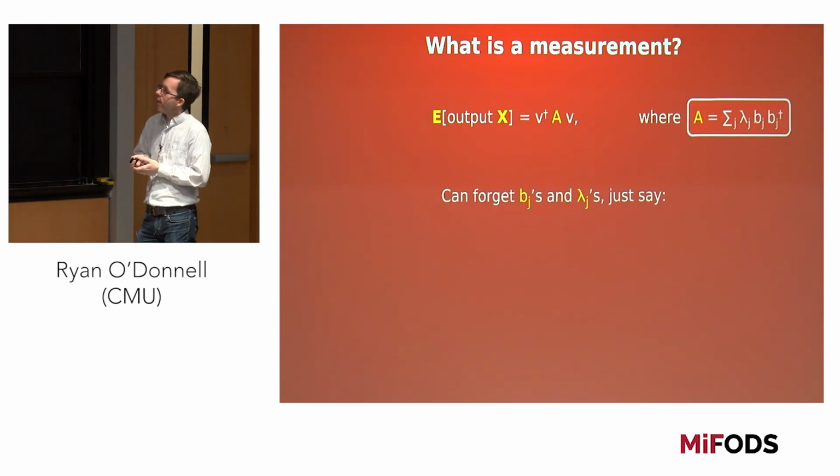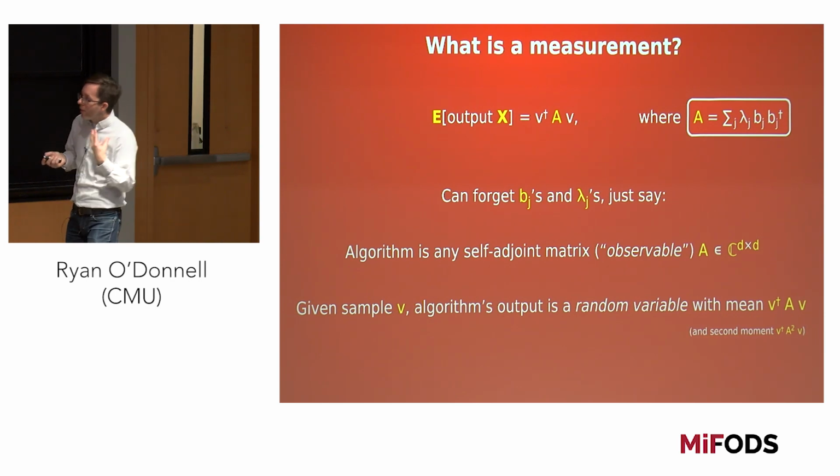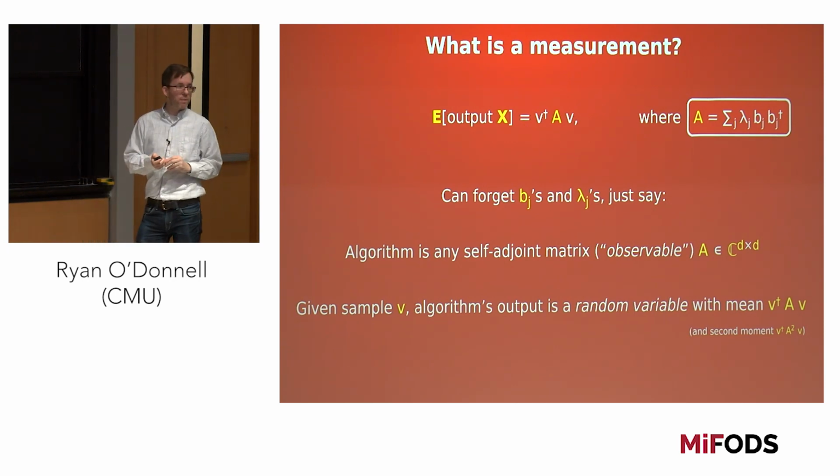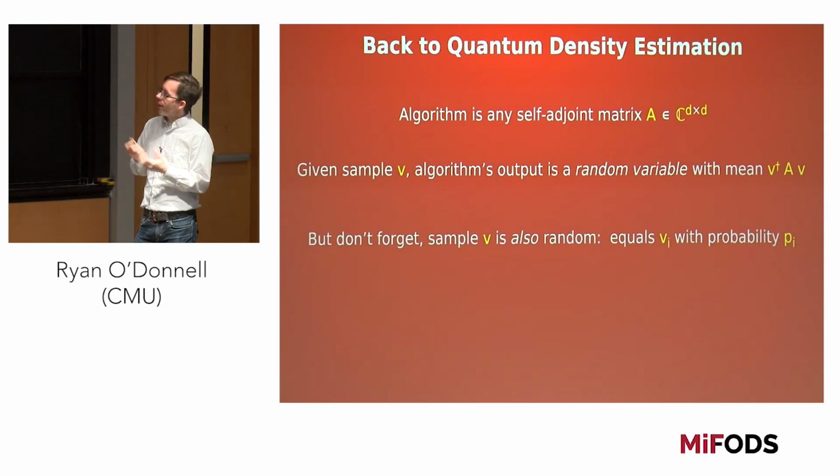OK. So as I said, you can just forget for now the b's and the alphas, and just say that an algorithm is identified with this matrix A, which is sometimes called an observable. And it's any old self-adjoint matrix. OK? And given a sample v, the algorithm's output is a random variable with this mean, v transpose Av. Good. But back to quantum learning.